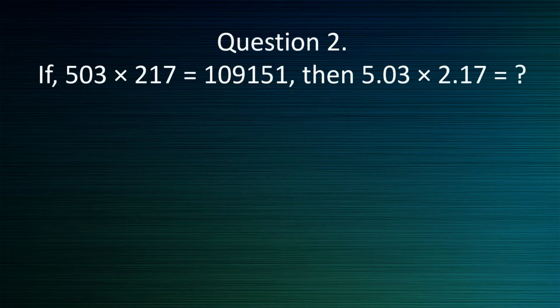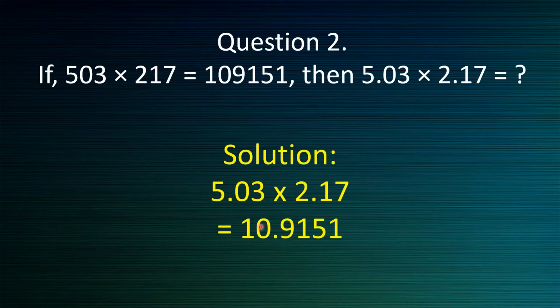Question number 2: if 503 multiplied by 217 is equal to 1,09,151, then 5.03 multiplied by 2.17 is equal to what? The solution will be 5.03 multiplied by 2.17 equals 10.9151.